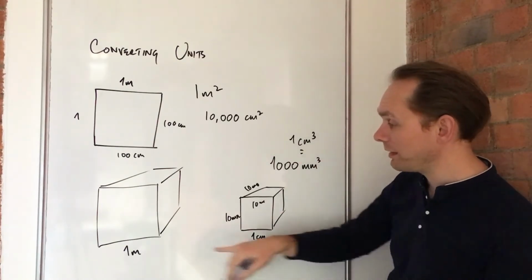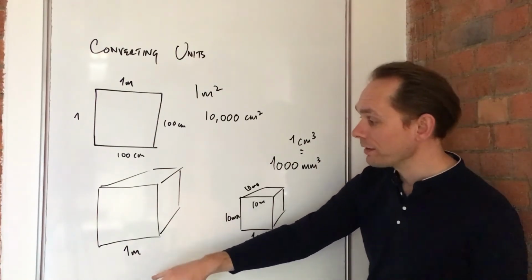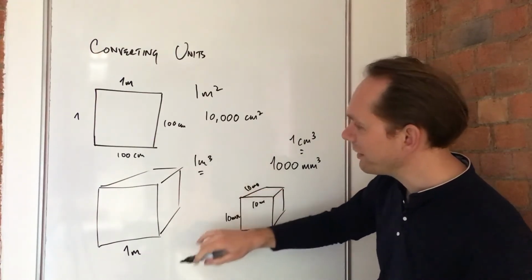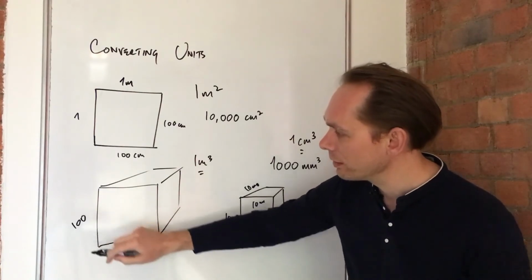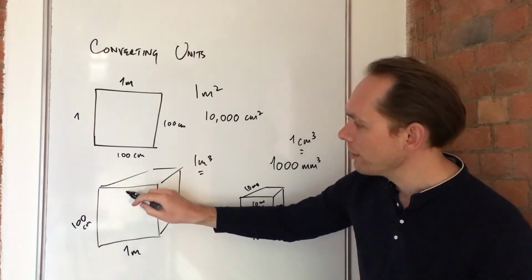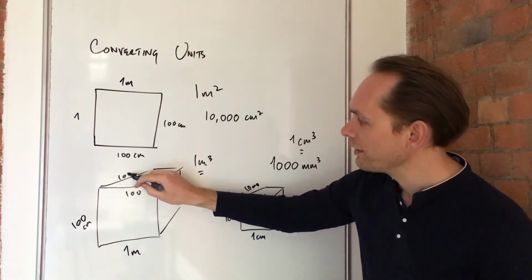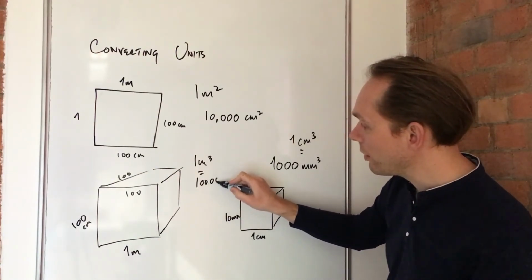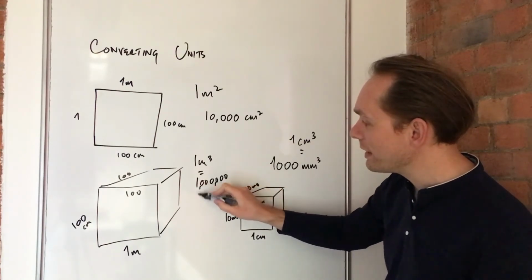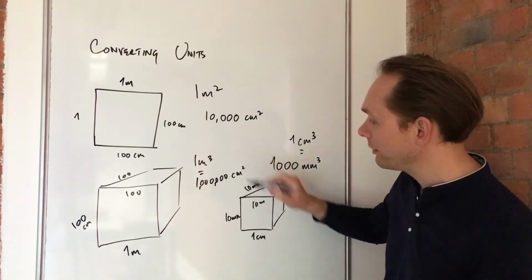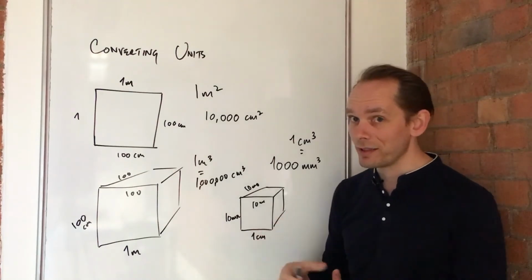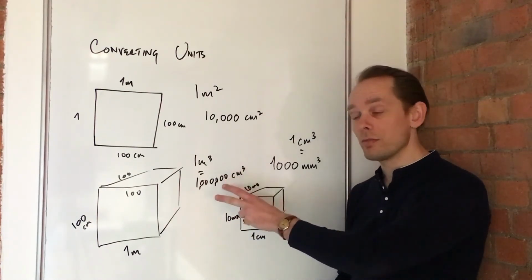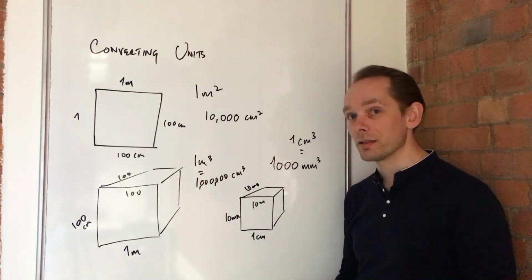Same idea here, but we're going to do it with a cubic meter. Instead of 1 by 1 by 1 cubic meter, we're going to say it's 100 centimeters by 100 centimeters by 100 centimeters. So 100 times 100 times 100 is truly 1,000,000 cubic centimeters. So with volumes, these numbers get really, really big, really fast. 1 meter cubed is 1,000,000 cubic centimeters.